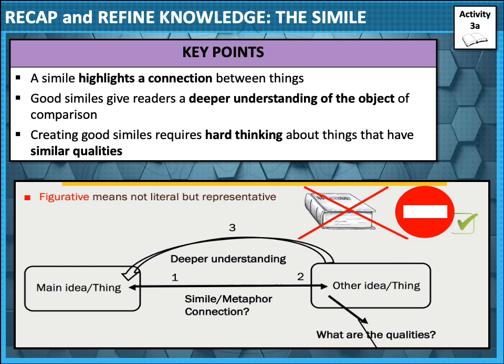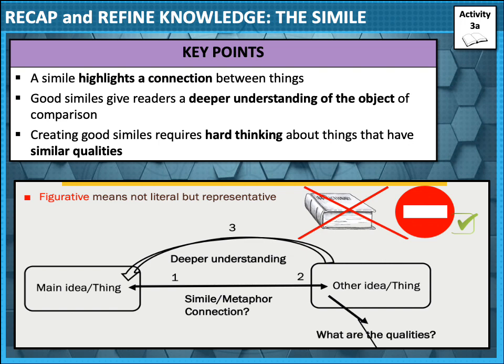And that leads me to my last key point that I want to reinforce. If you want to create a good simile, then you're going to have to think really hard about things that have similar qualities to the main idea that you're making comparisons with. Take a look at the diagram at the bottom of this slide. Let's first of all remind ourselves that simile is part of a category of writing called figurative language. And figurative means that something is not literal but representative.